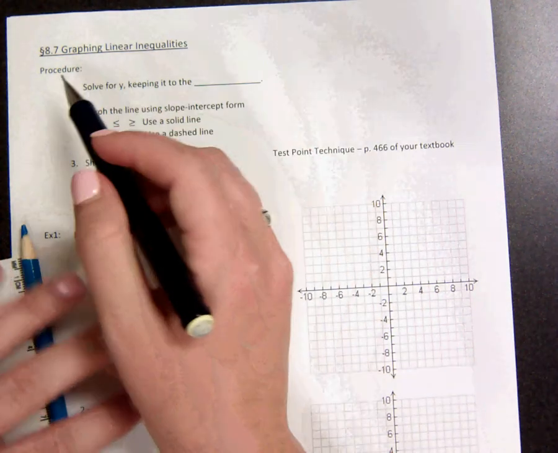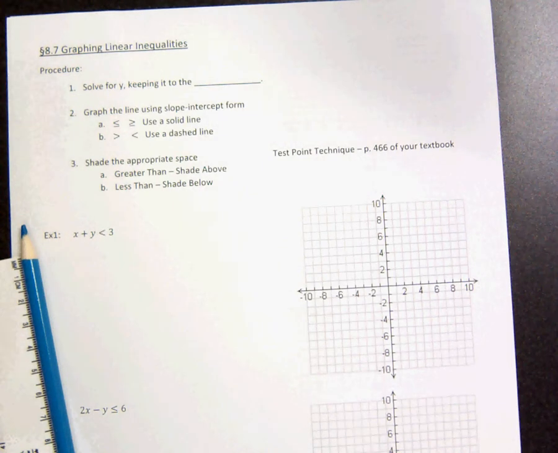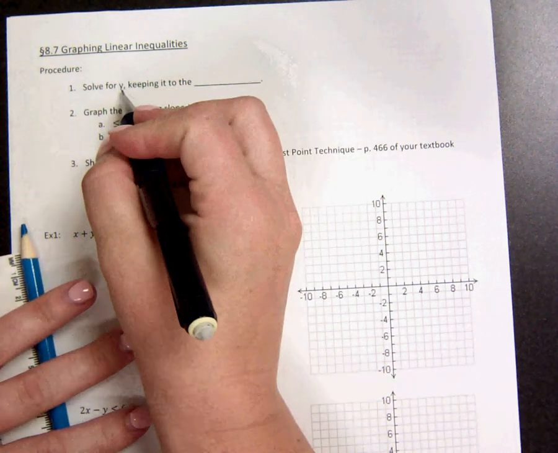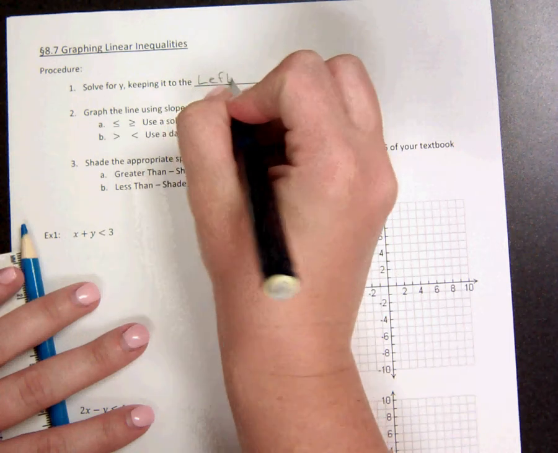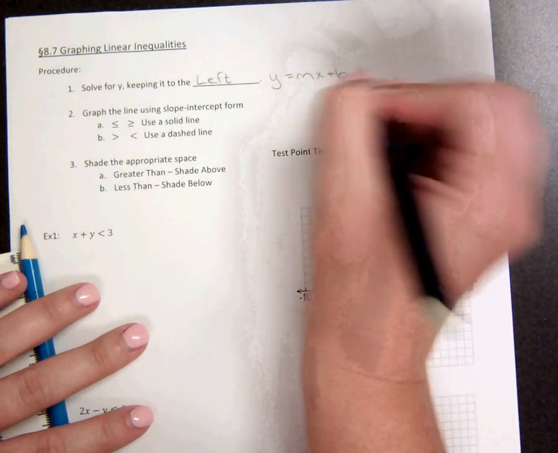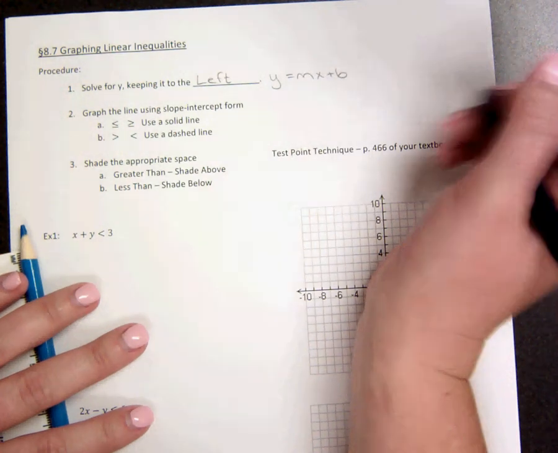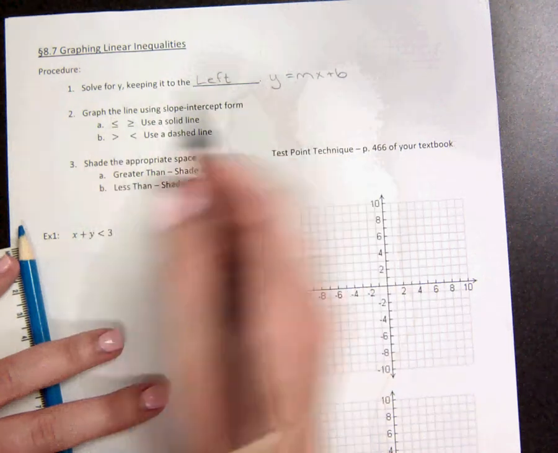This is section 8.7 on graphing linear inequalities. It's pretty much just like graphing lines with a couple extra steps. So the first thing you want to do is solve for y, keeping it to the left. So you want to put your equation in y equals mx plus b form, because that's the easiest way to graph. So you want to isolate your y variable, excuse me.